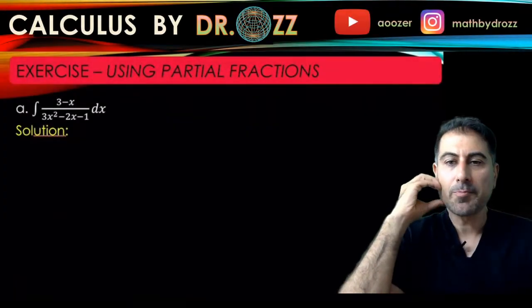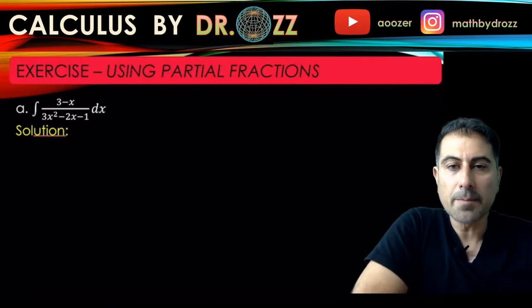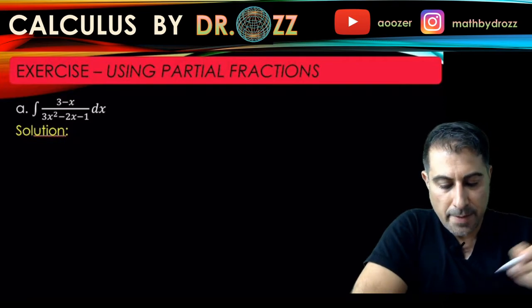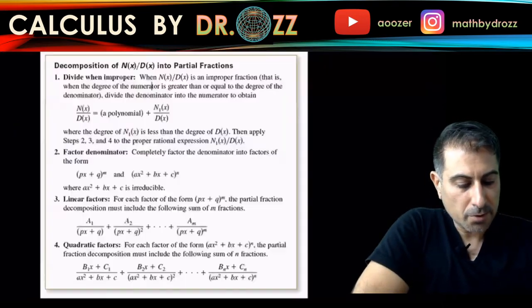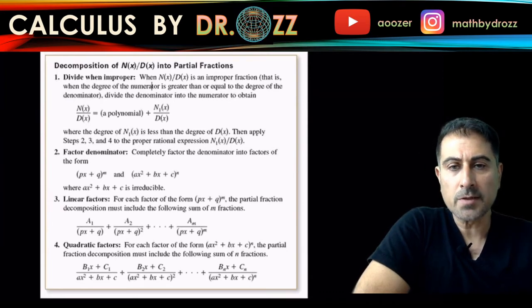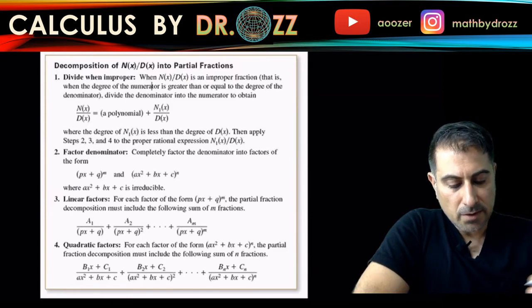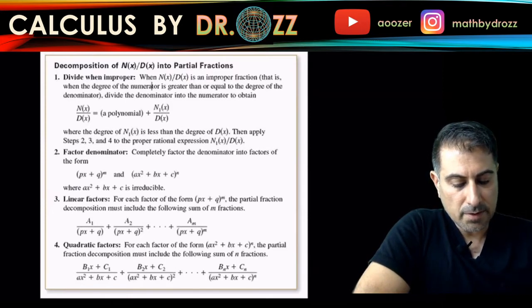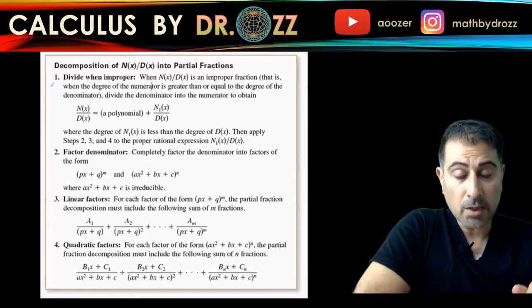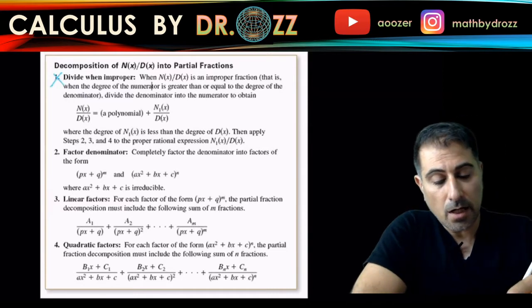All right, let's start with part A. I have a linear factor at the top and a quadratic factor at the bottom. If we go back to the decomposition into partial fractions table, first of all, I do not have an improper fraction, because the top is linear and the bottom is quadratic, so the order of the top is less than the order of the bottom. So that's good. We don't have this case here. The second case is to factor the denominator, and that's exactly what we're trying to do now.